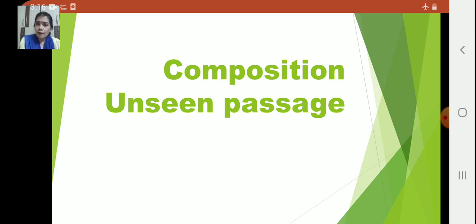Now why do we have to learn this unseen passage? Why do we have to learn a passage which we have not seen, right? Because this topic helps us to know one's ability of understanding. When you read that paragraph and answer, your teacher will come to know how much understanding power is there in you. So that is why we have to do this unseen passage.